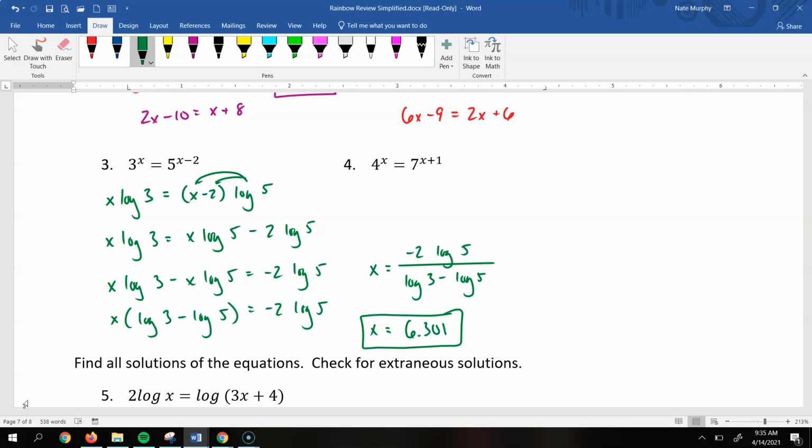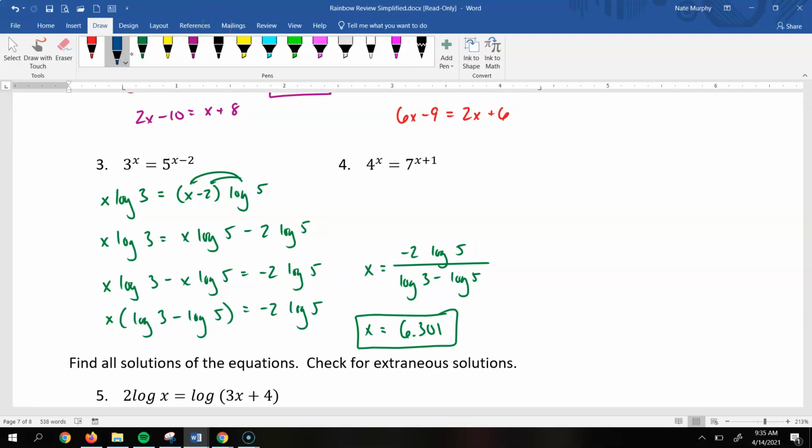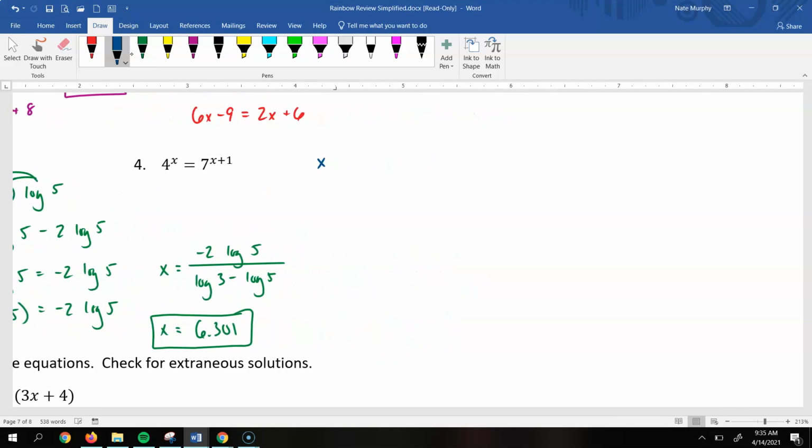So for number 4, we're going to do the same thing, because with the 4 and the 7, there's no way to change that base, so they would have a common base there. So we're going to take the log of both sides. So when I take the log of both sides, we would have x times the log of 4, because that 4 would have an exponent of x, which the x then would move in front of the log, equals, and the same thing's going to happen on the right side. So I'm just going to write the x plus 1. It's important to put that in parentheses, so we'd have x plus 1 times the log of 7.